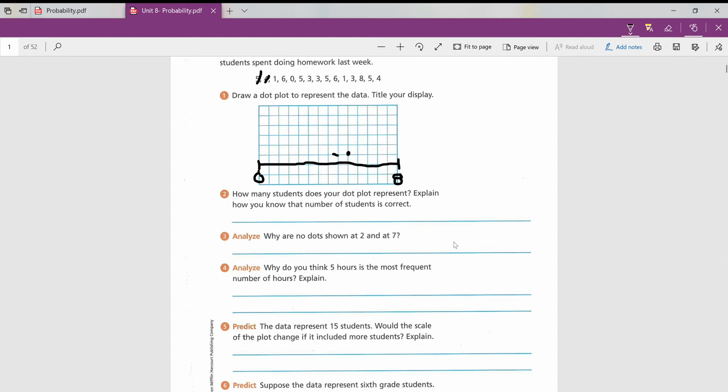Question number 4, why do you think 5 hours is the most frequent number of hours? Explain. Well, based off the number set, you could just say that's about average. That's something I would say. It's probably about average. It's in the middle between 0 and 8 hours that people spend studying most frequently.